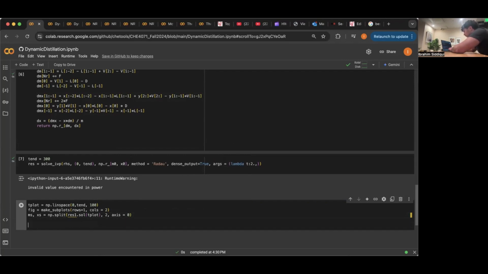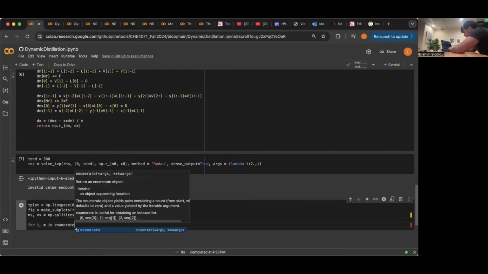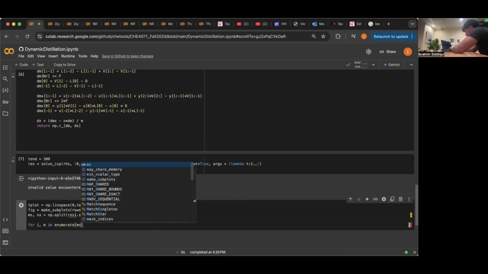All right, so we can set up our for loop. So for i, m in enumerate. Yep. So we're going to set up our m's here, and let's close this.